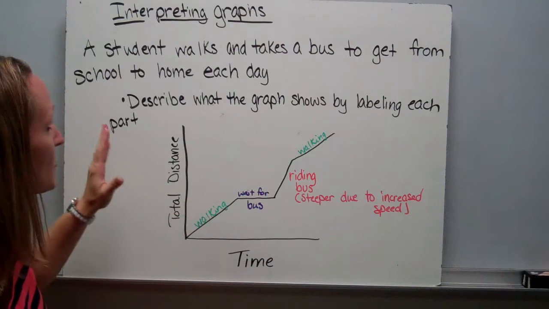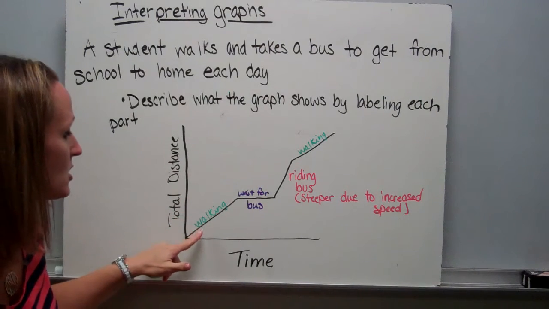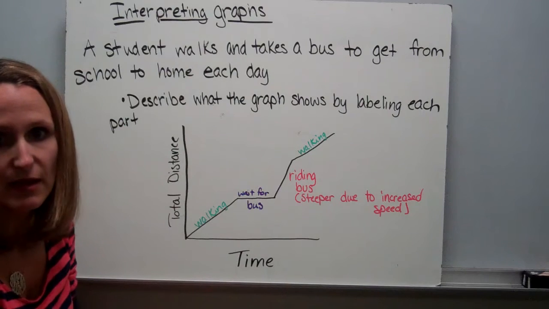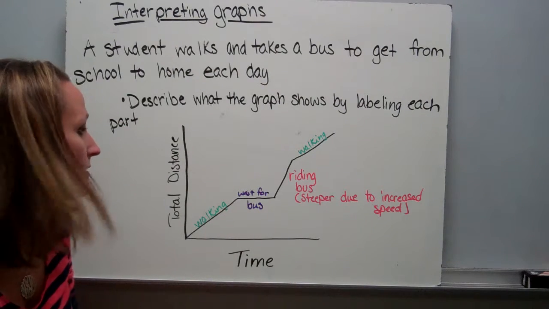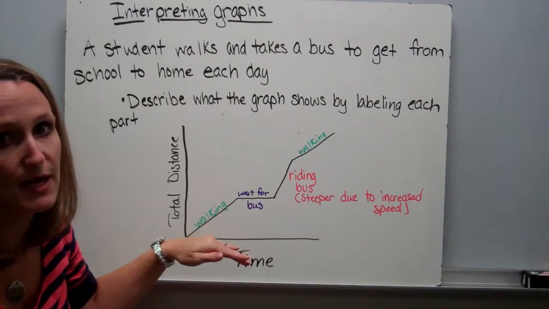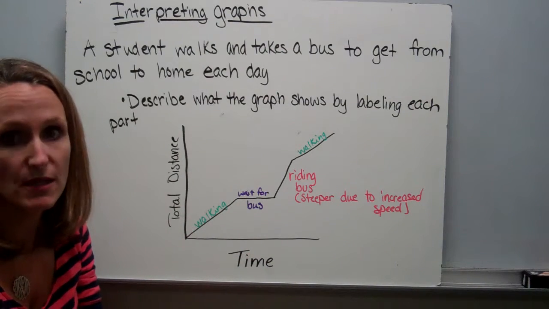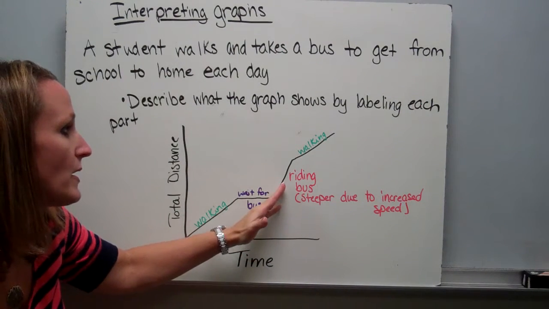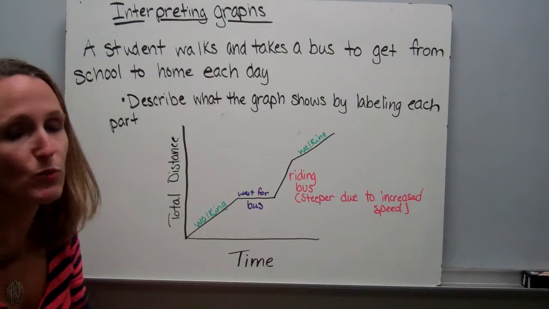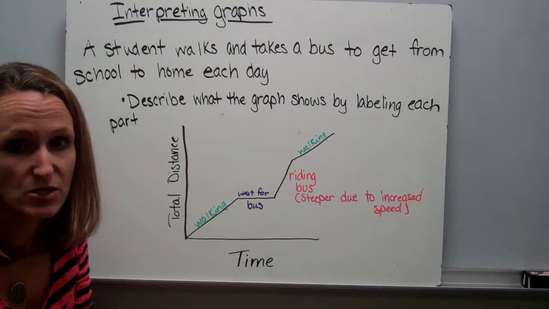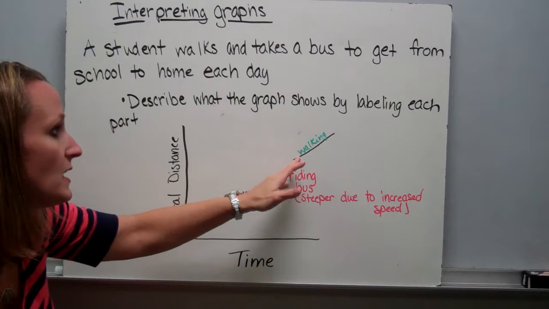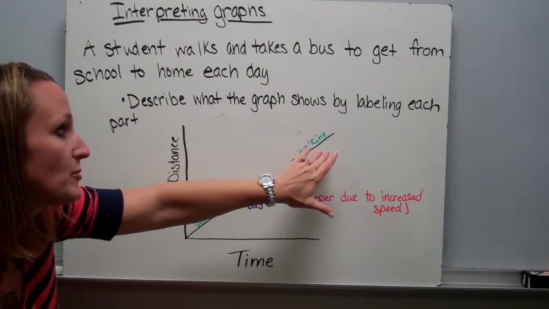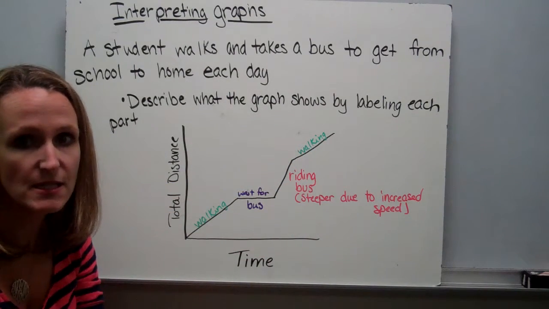So our first one, remember, our person walks and takes the bus. So when it's slanting diagonally upward, that's where they're walking. Then when it's paused, they're waiting on the bus because this person both walks and takes the bus. Then when it's going at a steeper rate, that's where they're riding the bus because they're moving faster than when they're walking. Then they get off the bus and they walk some more. So that's represented with a line that is less steep.